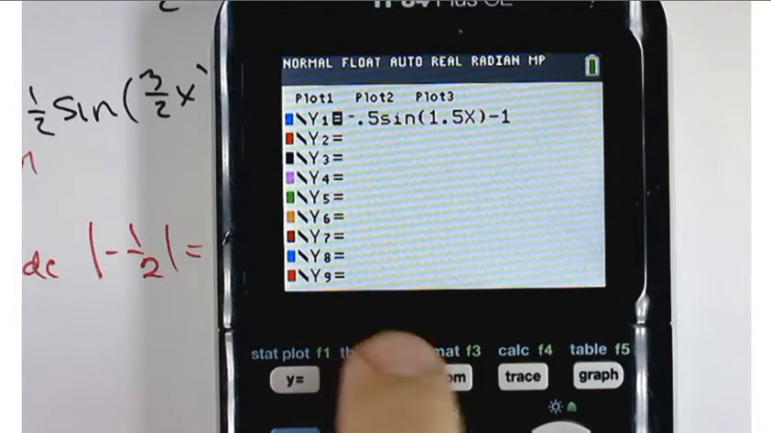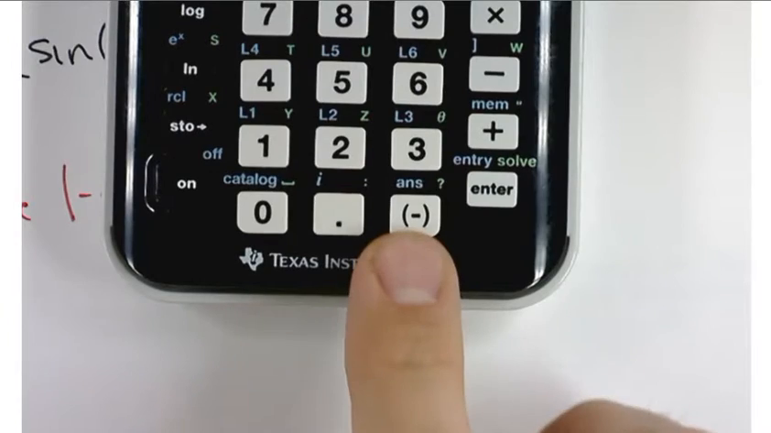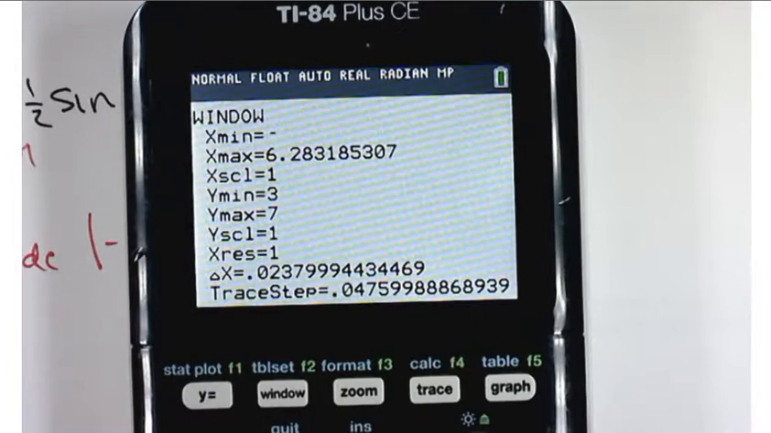So let's set up our window. So hit the window key on the x-axis. Well, let's go from, say, negative 2 pi to 2 pi. So type in a negative. Use the opposite key on the bottom row of the calculator. Don't use the subtraction key to enter in negative numbers. Negative 2. Where's pi at?